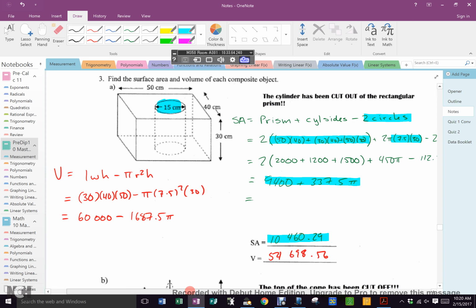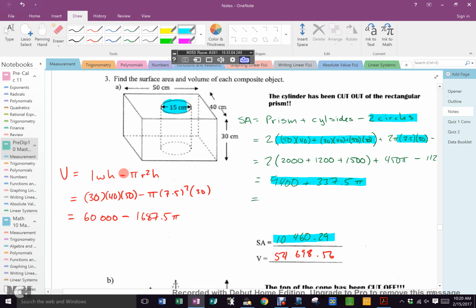And then volume is significantly easier. It's the volume of the prism minus the whole cylinder because you've cut it out of the middle. So it's just the 2 formulas. So either you have it there written out as pi or there written out as a number. Everybody okay? Jenna, go back to the last page.